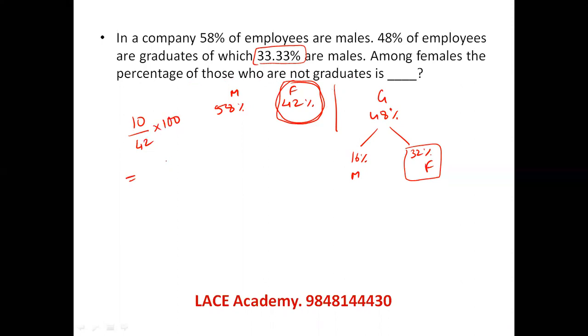Don't go for calculating this unnecessarily. This is very near to 1 by 4, 10 by 42. 1 by 4 is 25%, but 42 is a bit more than 40. So the answer should be just less than 25, near to 23 or 24%. So take the option which is nearest to 23 or 24% and go to the next question. Don't waste your time calculating your answers here.